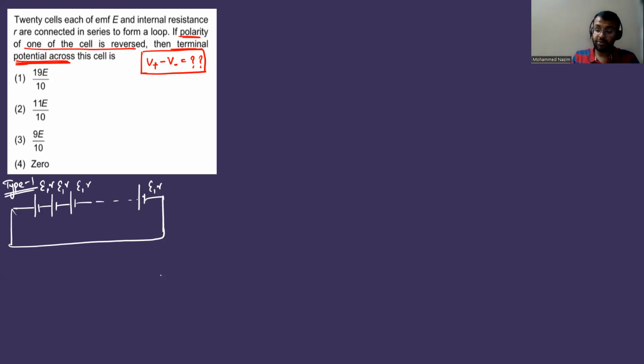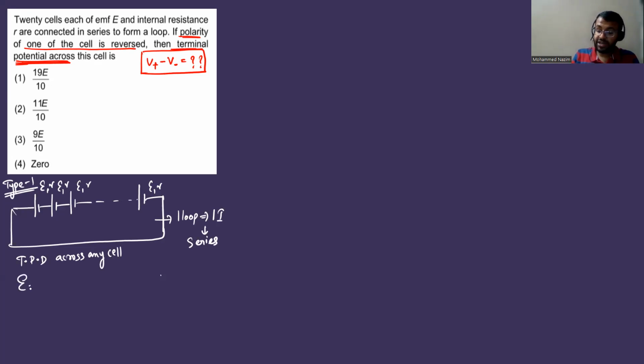Now, what will be the terminal potential difference across any cell? The question will be here: terminal potential difference across any cell, you need to find out. So how will we find? Again, it's a one loop question. One current will flow, which means all are in series, isn't it? It means all are connected in series aiding. There is no reversing of polarities.